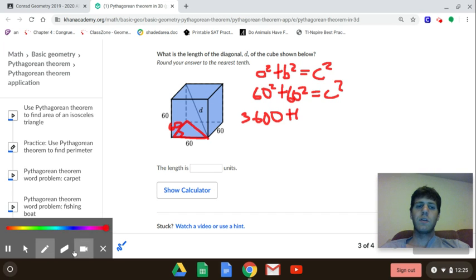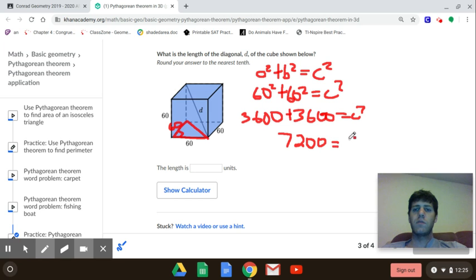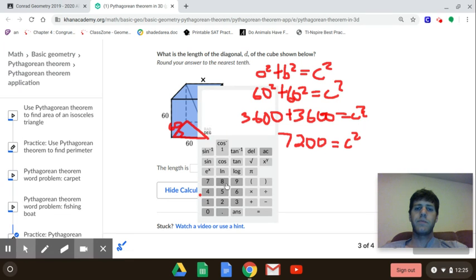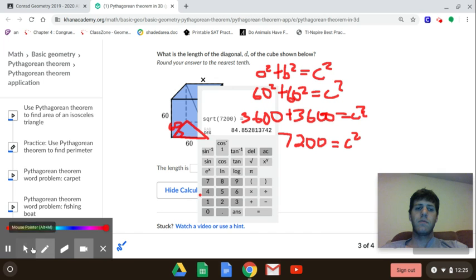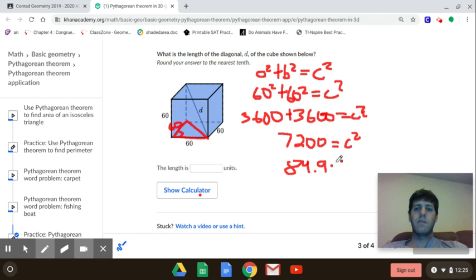So plus 3,600 equals c squared. So 7,200 equals c squared. Then we take the square root of 7,200, and that's going to be equal to 84.9. Okay, so approximately 84.9 equals c.